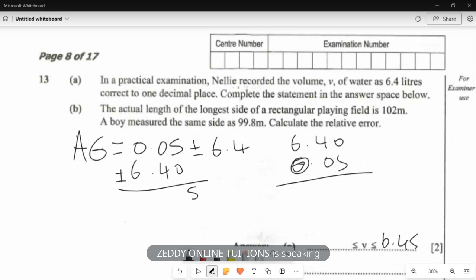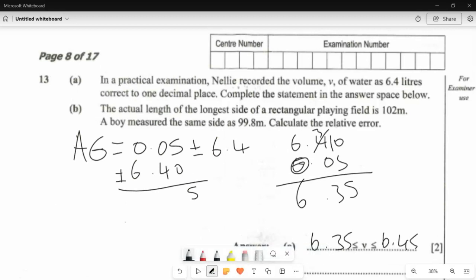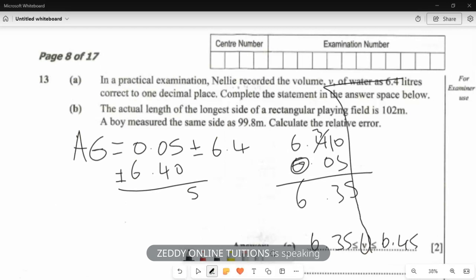we can't say 0 minus 5, so it's not possible. We borrow a 1 from there and put it there, so 5, right? So we have a 3 here, 3, and 6.35. You've seen it? Yes. So 6.35 is less than or equal to V, and V is less than or equal to 6.45, of which V is this value, and that statement is true, right?